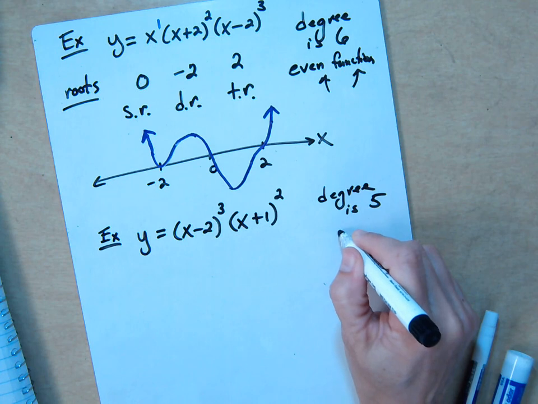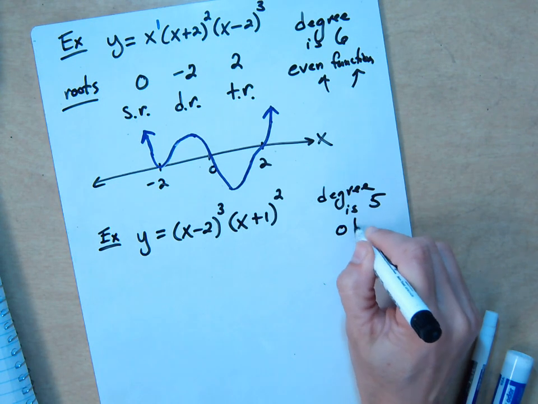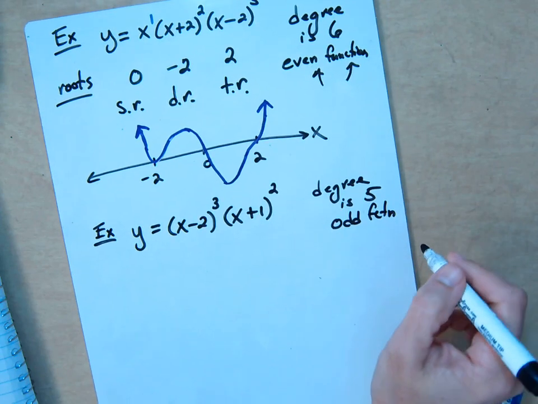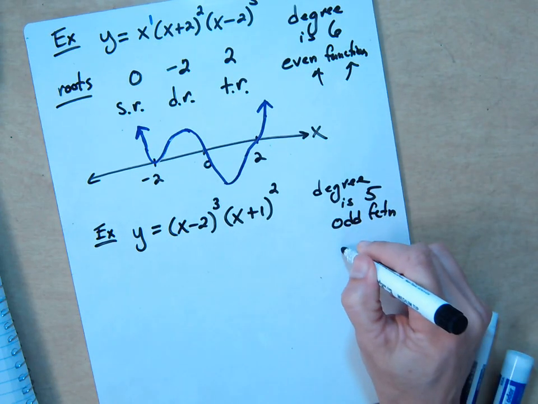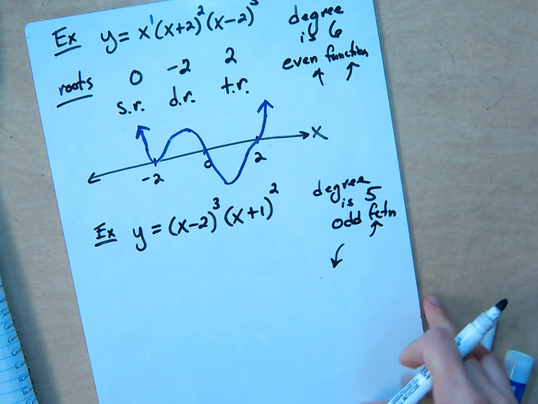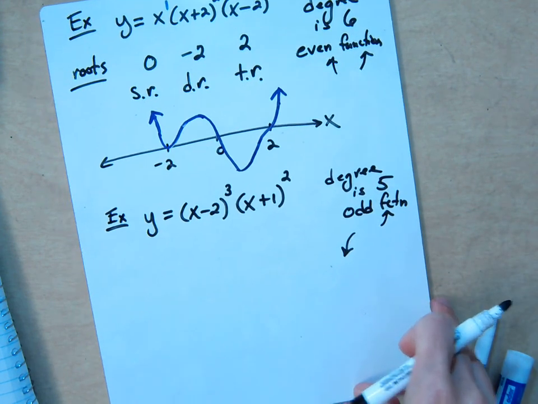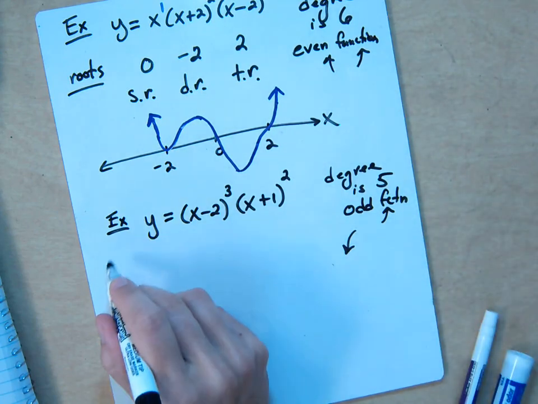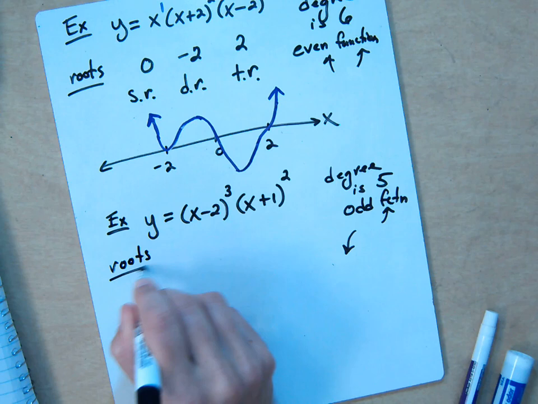So it's what kind of function? Odd. Nice. Odd function. So just like y equals x cubed, which is also odd, it will start down and end up. That's the end behavior. I'm not sure what happens in the middle yet, but that's the end behavior on the left side and the right side.